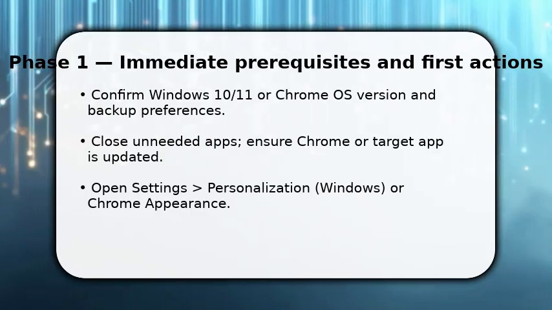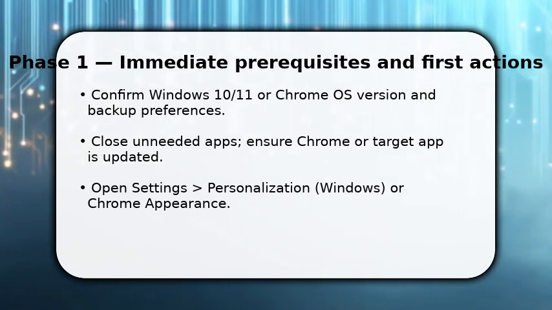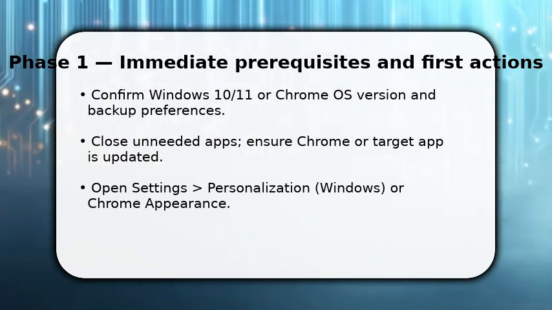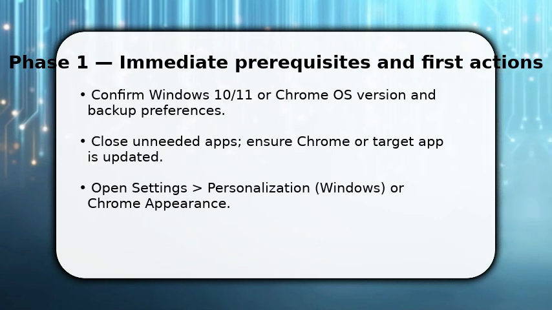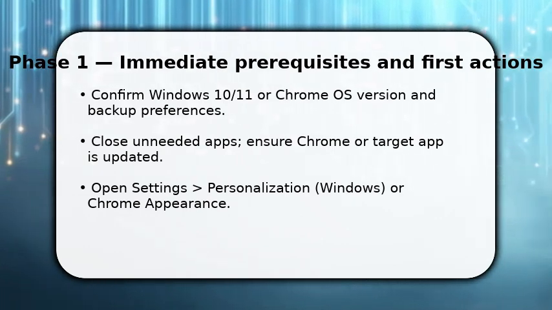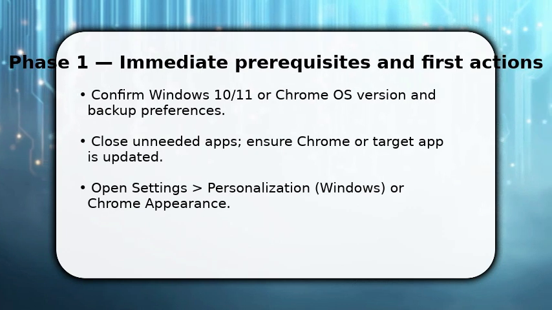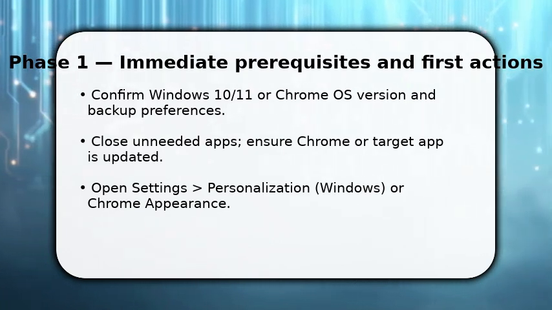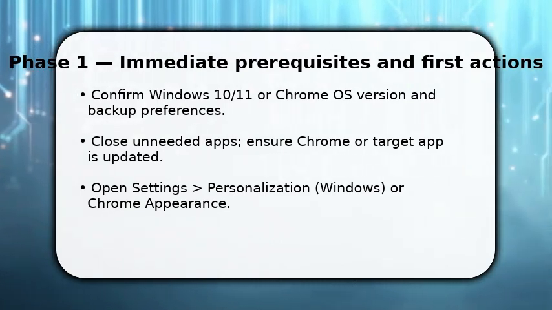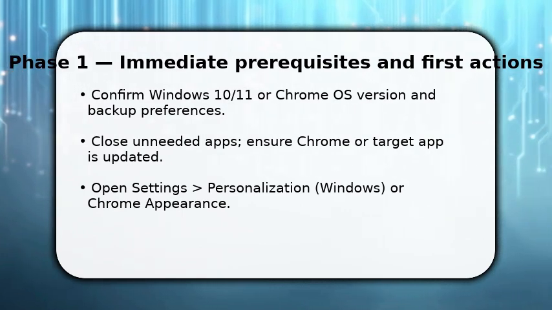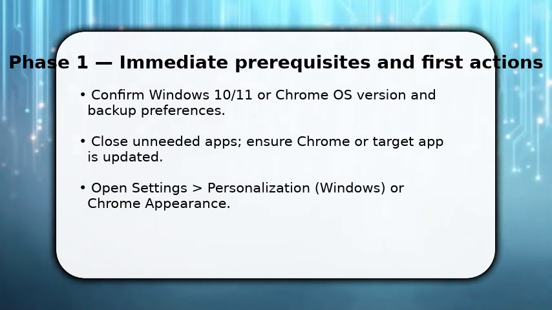You start by verifying the environment. Check Windows 10 or 11 or Chrome OS and make sure Chrome is updated so themes apply correctly. Once done, close extra apps to avoid conflicts, then open Settings and go straight to Personalization on Windows or Chrome Menu Settings appearance. This gets you to color and theme controls quickly.